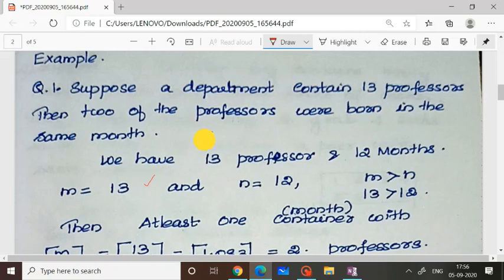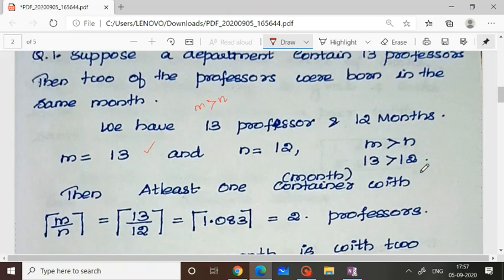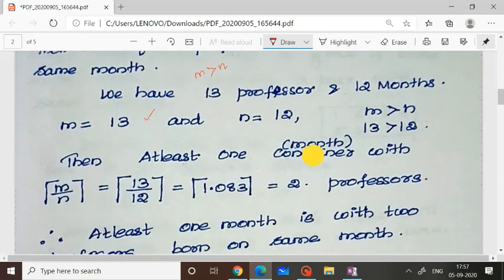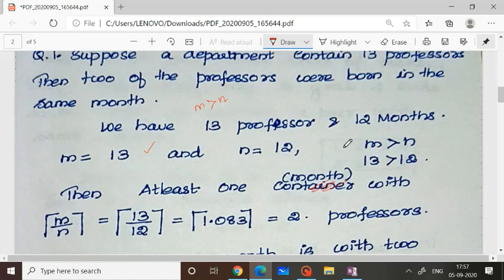So, always m should be greater than n. So, m is equal to 13 and n equal to 12. Therefore, m should be greater than n. That means 13 is greater than 12. Then at least 1 month has 2 professors. So that means at least one month has more than 1 professor.